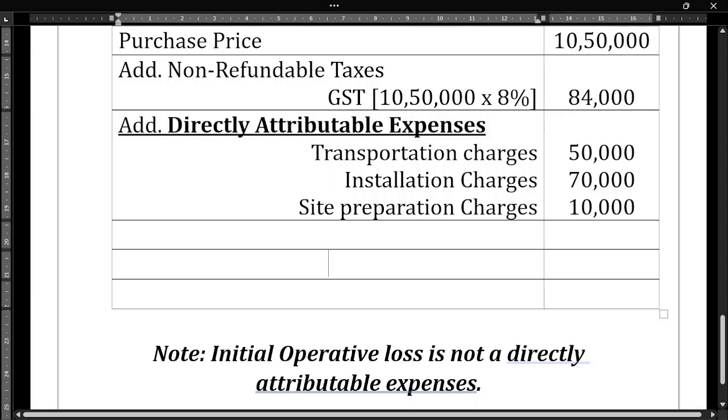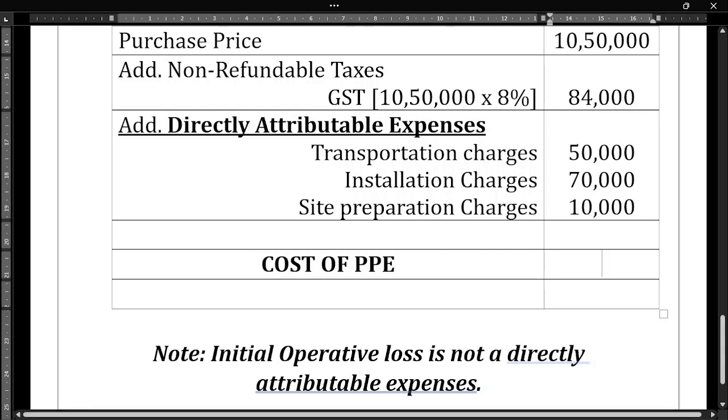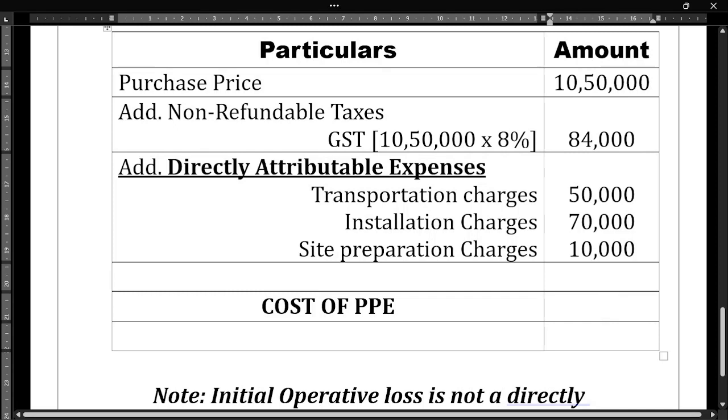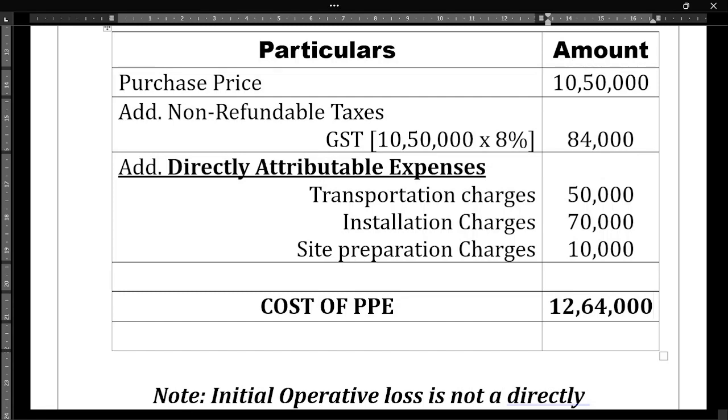So we can add it. When we add, we will get the cost of PPE. So now let's add: 10,50,000 plus 84,000 plus 50,000 plus 70,000 plus 10,000. If you add everything, you will get 12 lakh 64,000. If we add all of this, we get the answer 12,64,000.